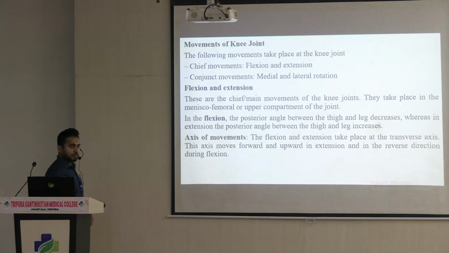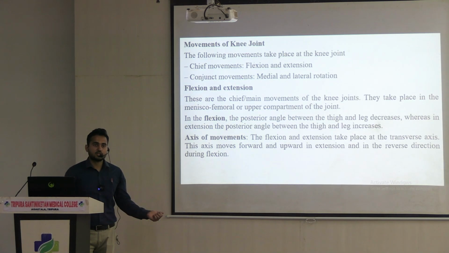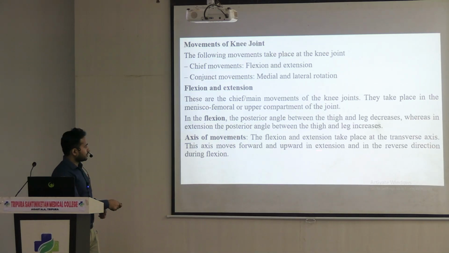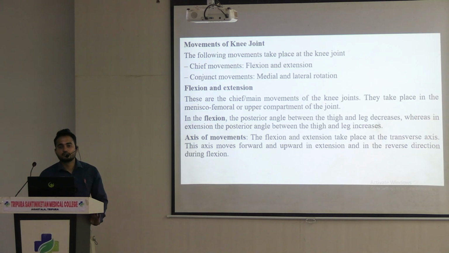Now, what is the axis of movement? Whenever you are mentioning the movement, you have to mention the axis. Repeatedly, I am mentioning this. In flexion and extension, it takes place around a transverse axis, but the axis is not fixed. Please note that. In case of knee joint, the axis is not fixed. The axis moves forward and upward in extension and reverse in flexion. So that is also a peculiarity in case of knee joint.